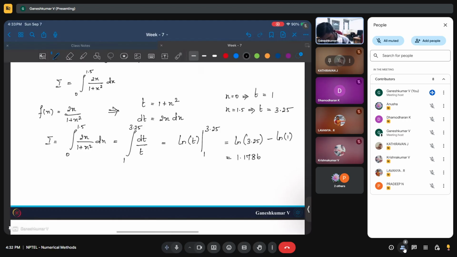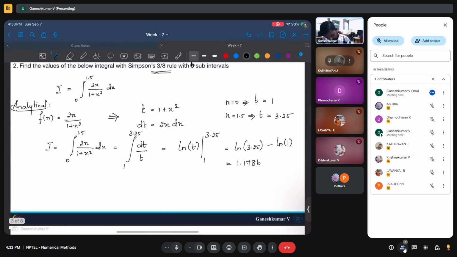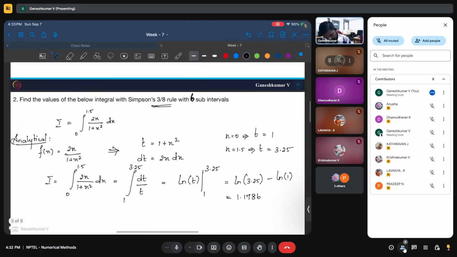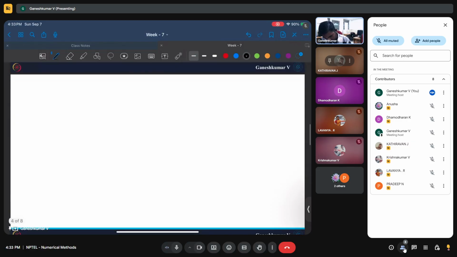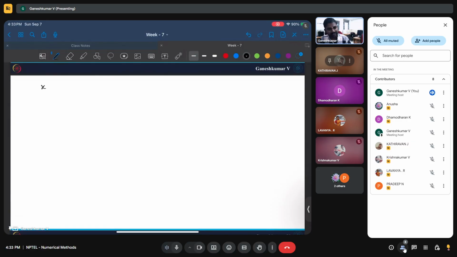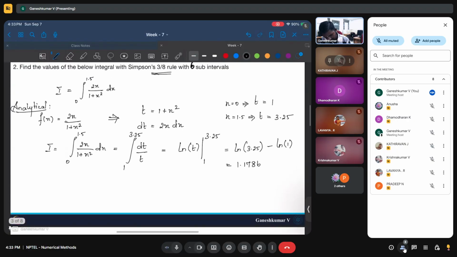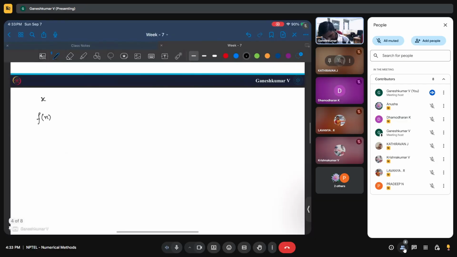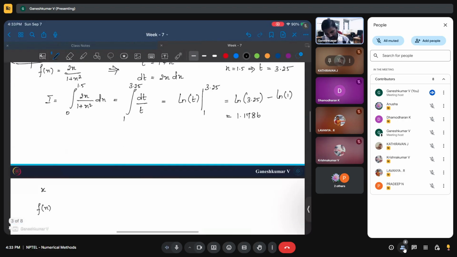Now this is the analytical method, but that's not what we want. We need to use Simpson's 3 by 8 rule. So let's do that. For that, we were asked to take 6 intervals. If that is the case, how do we do it? So first we need to construct the table. It's going to be x and f of x, where f of x is 2x by 1 plus x square, and the interval is 0 to 1.5.